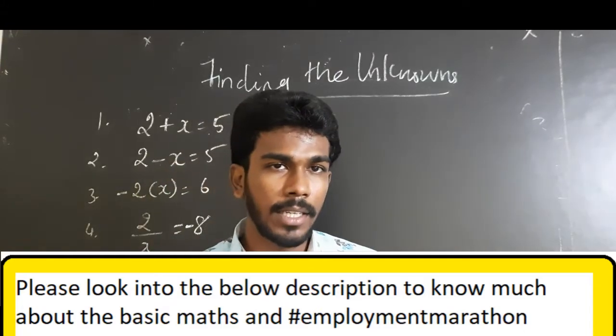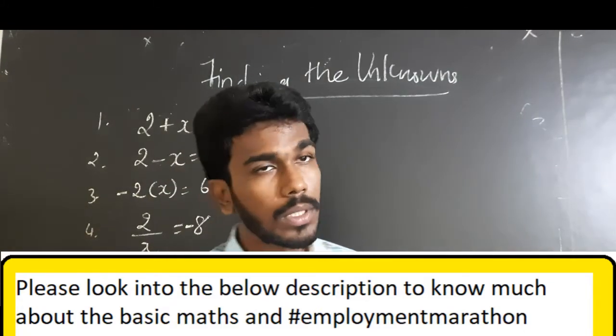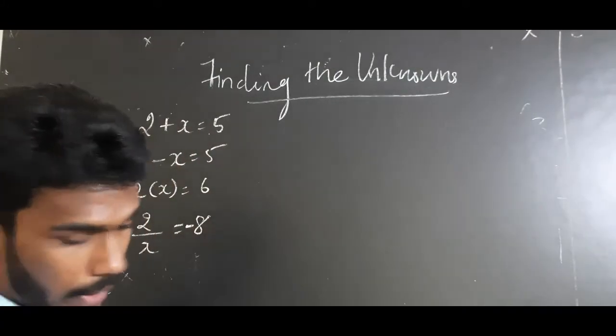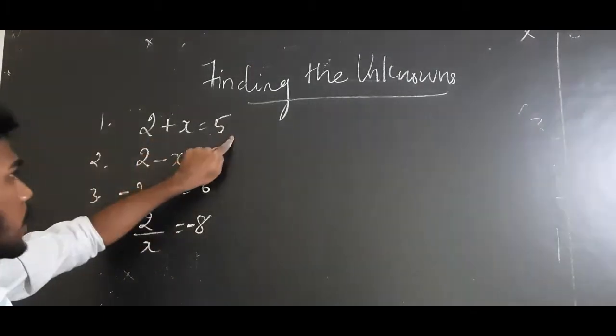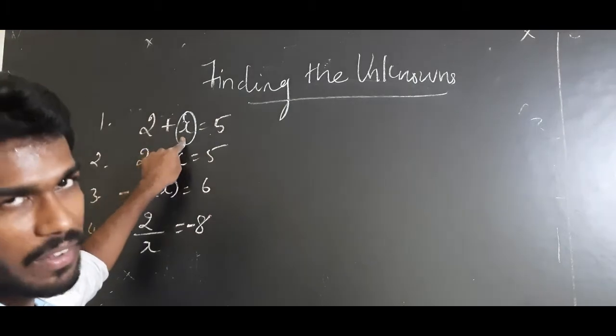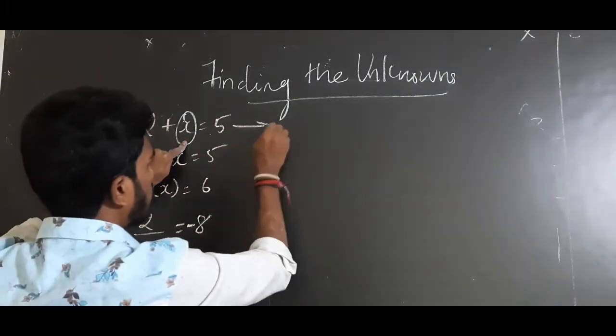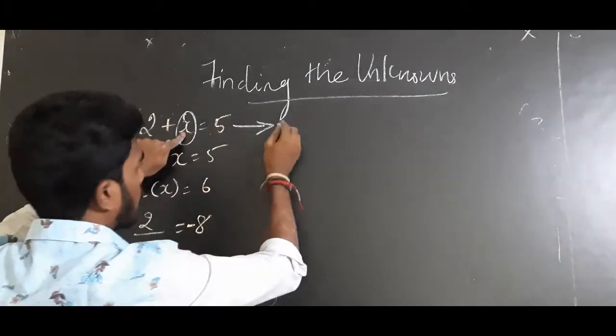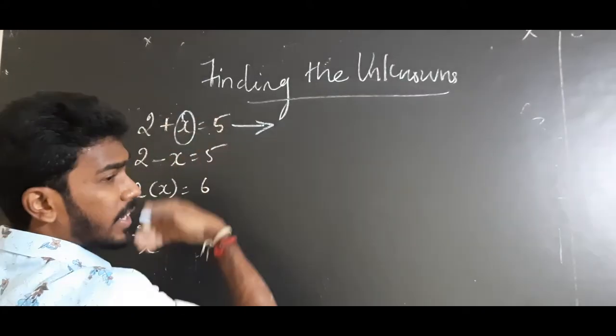Next important criteria is about finding the unknowns. Let's imagine a scenario where I have given 2 plus x is equal to 5. Here x is the unknown. What should be added with x to make a 5? How will we be calculating this kind of sums? Like 2 plus x is equal to 5, so we need to calculate x.